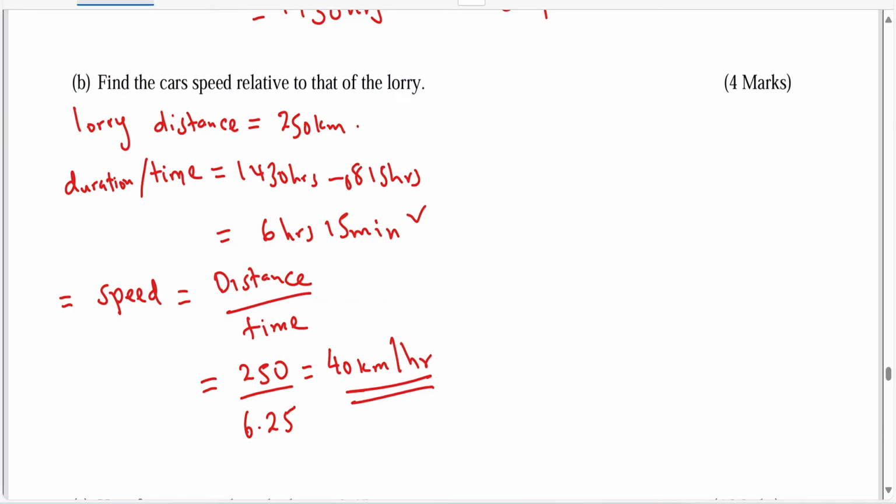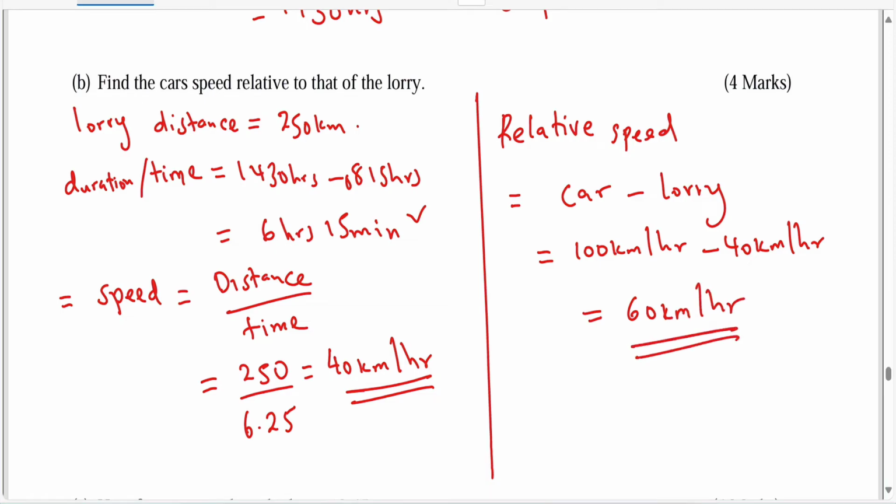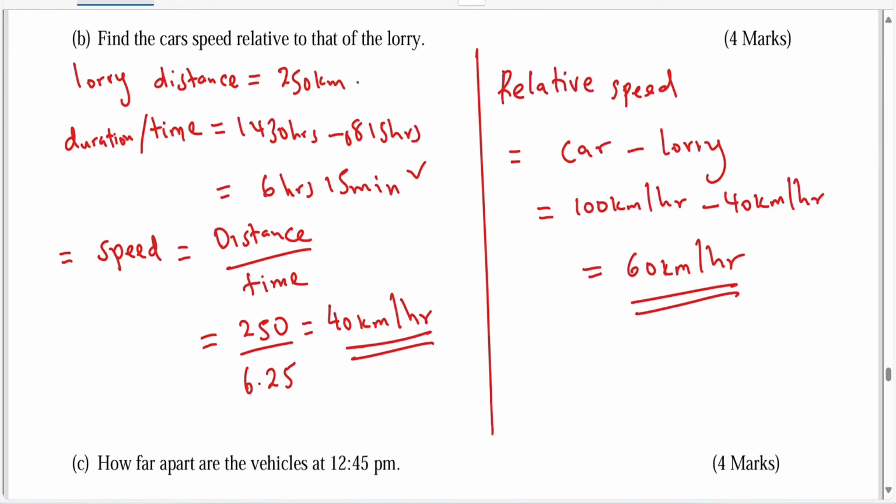So don't confuse those two. There is the speed of the lorry, and there is the relative speed. Since both of those vehicles travel in the same direction, for our relative speed you just take the speed of the car minus the speed of the lorry. The speed of the car is 100 kilometers per hour. The speed of the lorry is 40 kilometers per hour. So subtract those two, then you get 60 kilometers per hour as your relative speed. Okay, so that's the car speed relative to that of the lorry. So you have already got 4 marks there, very good.